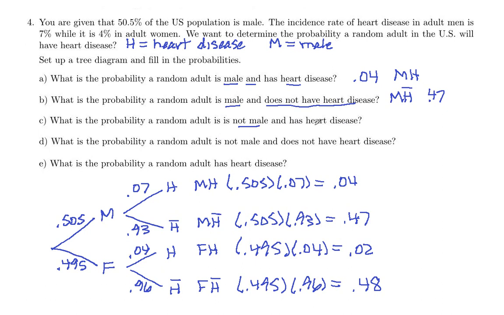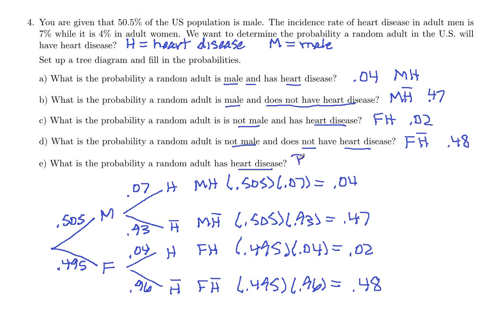Not male, but has heart disease. So that's female heart disease, 0.02. Not male, not heart disease. So that's female, no heart disease, 0.48. So that's F, H bar, 0.48. And last question, probability a random adult has heart disease.